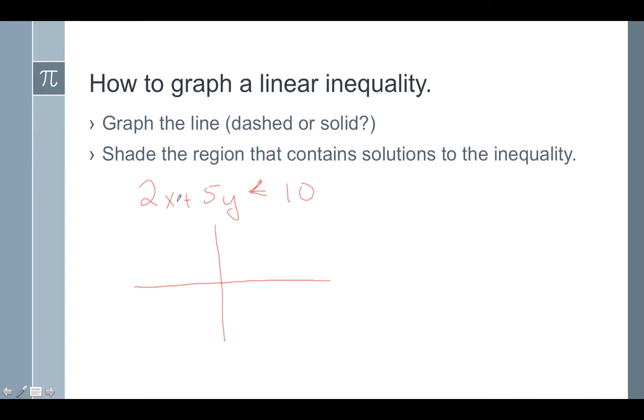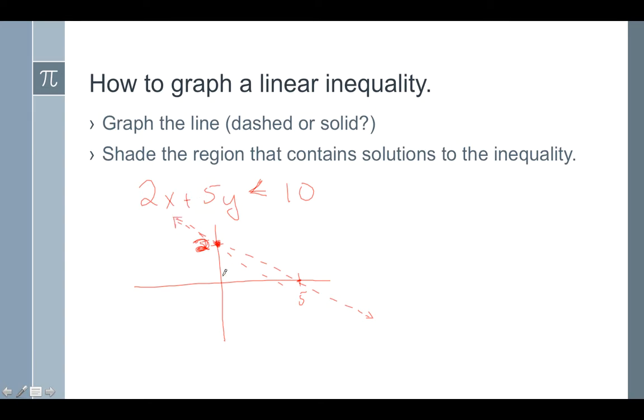If I plug in x equals 0, y would be 2 as a y-intercept. Sorry about that. If I plug in y equals 0, I get x is equal to 5. And because it's strictly less than, we're looking for a dashed line. So it's a dashed line that goes down like this.